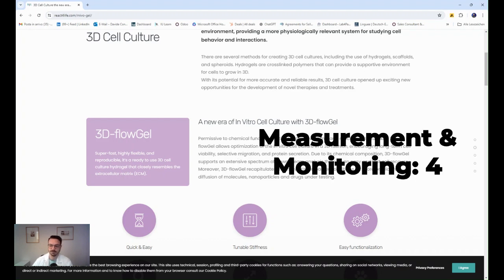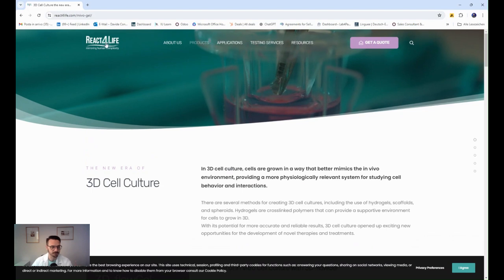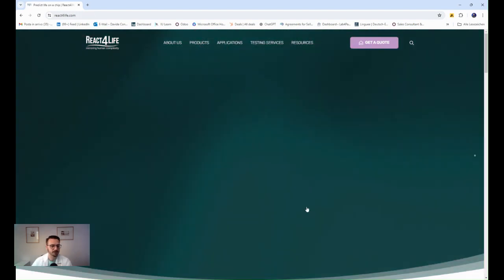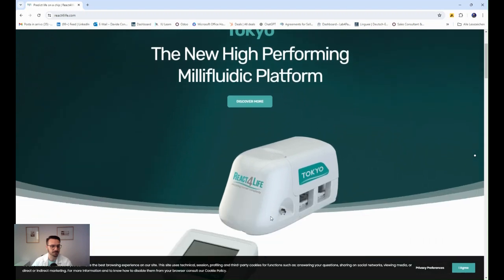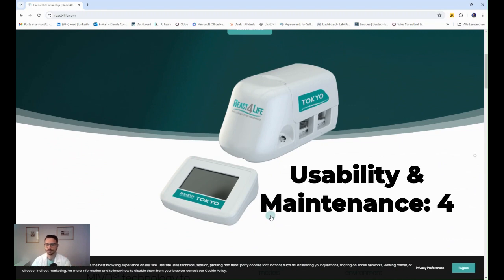In terms of usability and maintenance, this is also a really good system, really customizable, where it's really easy to introduce and to handle. Also, the new introduction of their device, this Tokyo platform, has made it really easy to basically use, apply, and set up without finding our own pumps and our own systems. So this makes it really, really good. Usability and maintenance, it's a good 4.